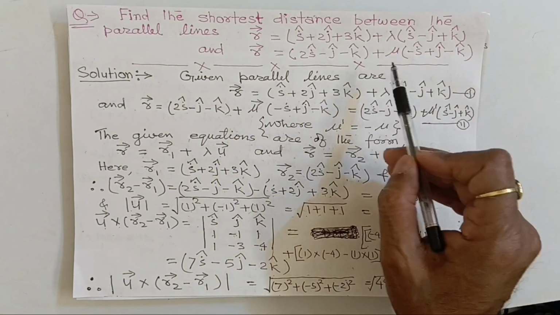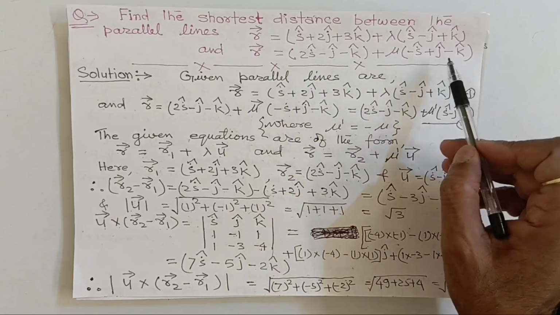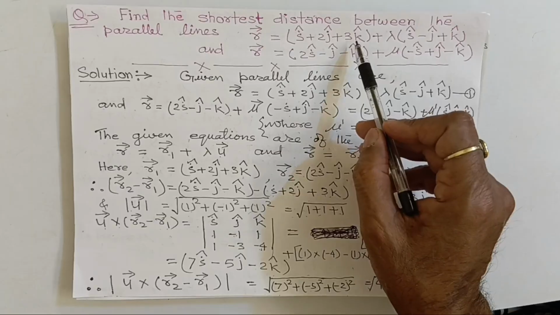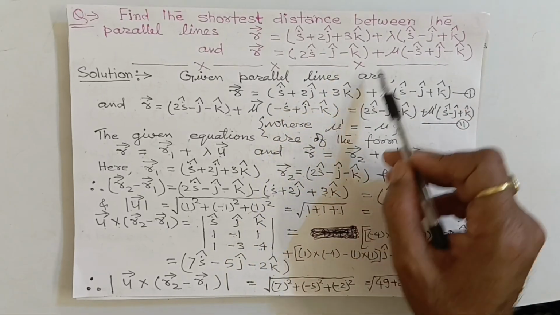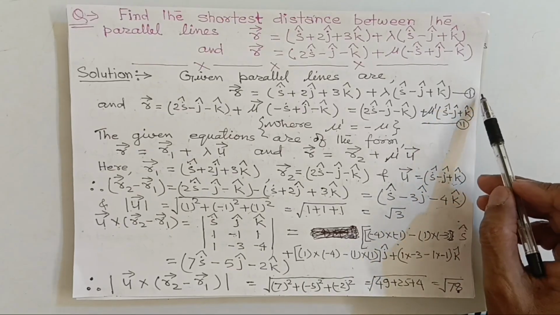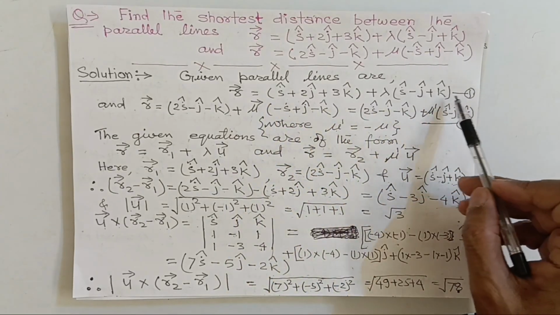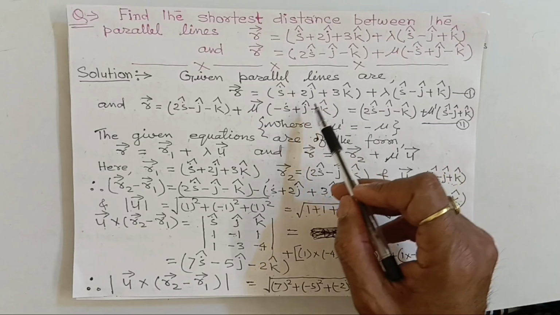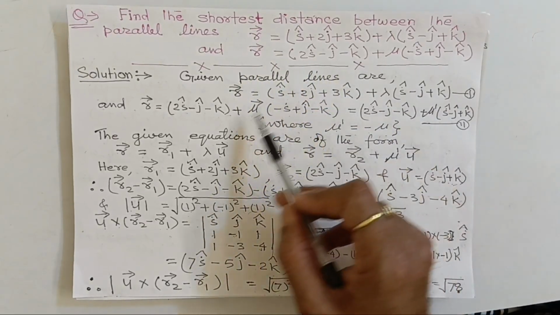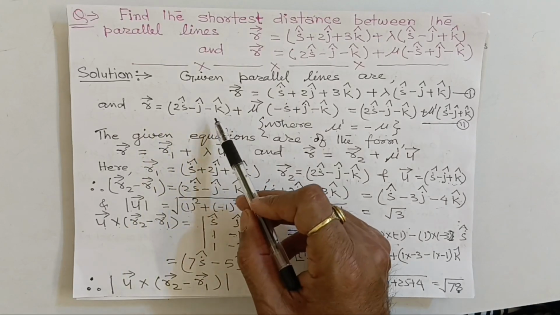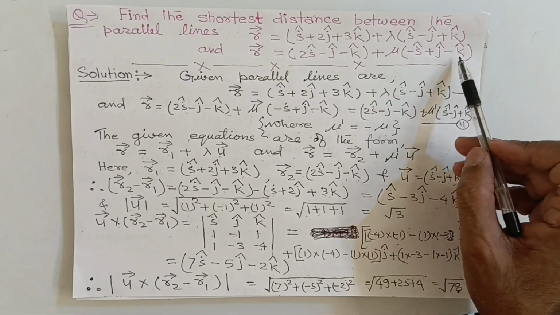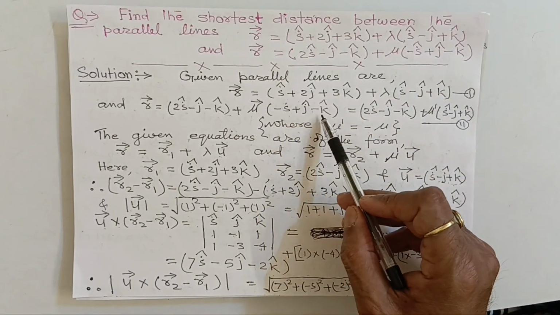The given parallel lines are, there are two parallel lines. The first is r = i + 2j + 3k + lambda(i - j + k), equation 1. It is the equation of the first parallel line. And the second is vector r = 2i - j - k + mu(-i + j - k).